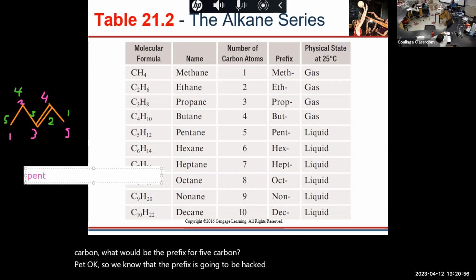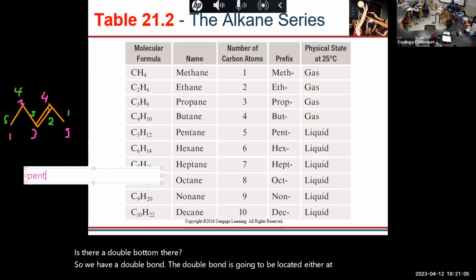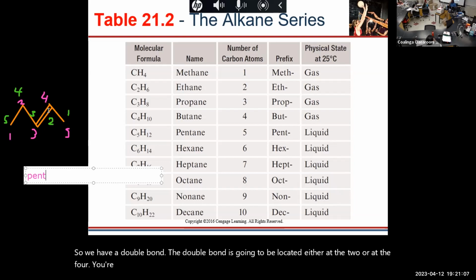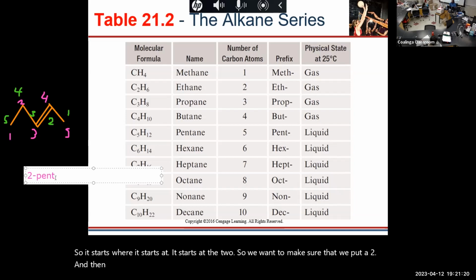Now, is there a double bond? We have a double bond. The double bond is located either at the 2 or at the 4. You're always going to choose the one that has the lowest number. It starts at the 2, so we want to make sure that we put a 2. And then the suffix for a double bond is -ene. So it's 2-pentene.